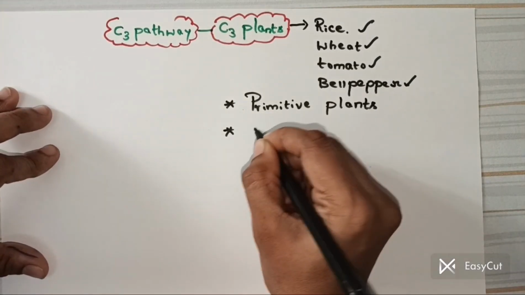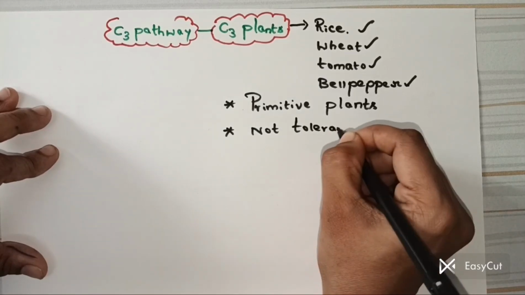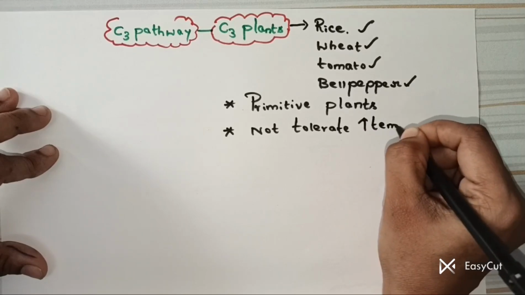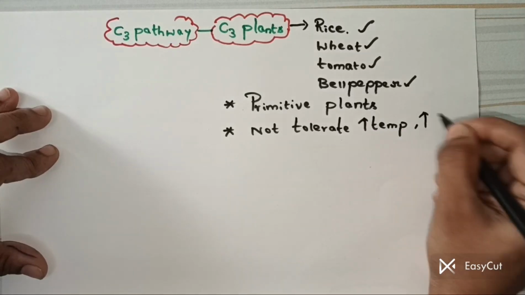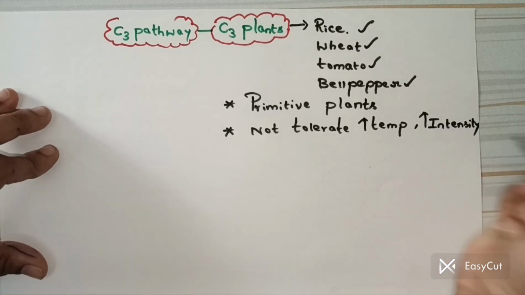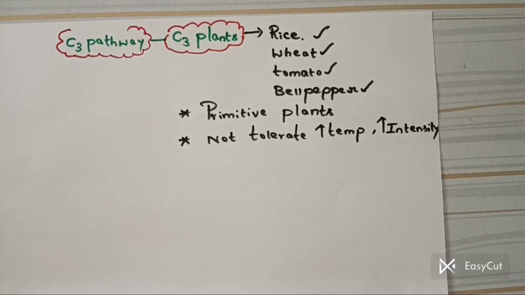They cannot tolerate high temperature. Yes, bacha, they cannot tolerate high temperature. They cannot tolerate high intensity of light. They are very primitive. They cannot tolerate high temperature, and they cannot tolerate high intensity of light. They are very primitive plants.